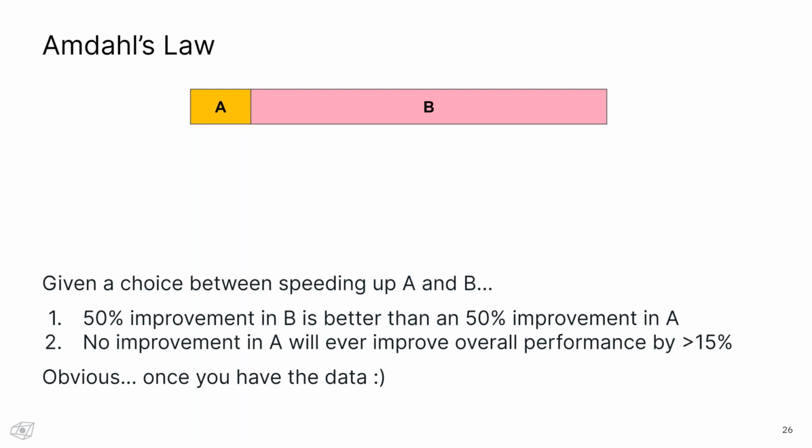If I'm given a choice between speeding up A and B, then a 50% improvement in B is much better than a 50% performance improvement in A. More importantly, no improvement in A will ever improve the overall performance by more than 15% because A is only taking up 15% of the total time here, right? This was originally used in parallel computing, but again, as long as you're able to visualize your data and think about it in these certain ways, then you can apply it to performance in a distributed system.